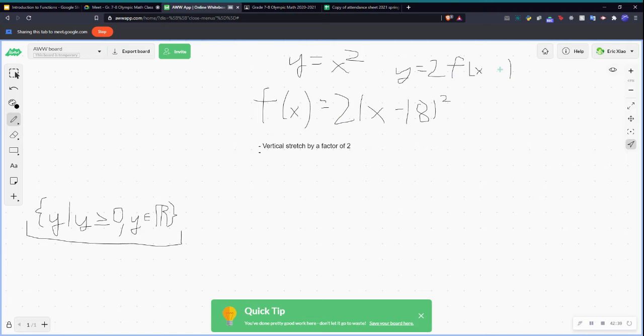So yeah, you have this, but then you also have this minus 18 inside the brackets. So instead of this 2x squared, you have (x minus 18) squared. And so you're basically substituting this x minus 18 into this x. So that means we can write the function like this, and when you write it in this function notation, it'll be easier to visualize the actual transformations that happen.